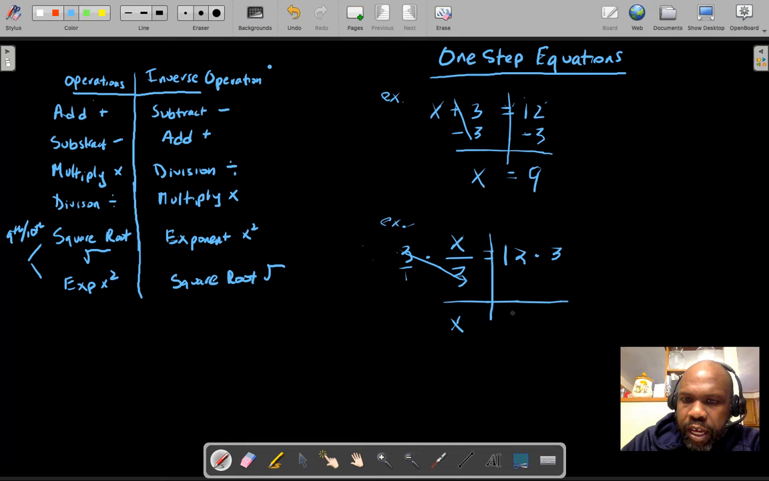Okay. And then I would have 12 times 3, which is equal to 36. Okay, 36. And that would be the answer to that question. All right. So that's exactly how you would do that situation. So again, this little thing of this inverse operation is very critical.